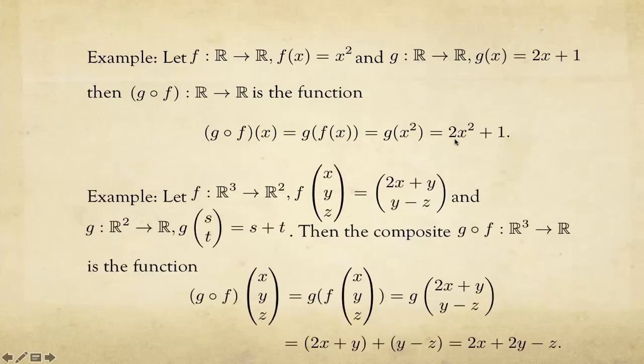In the same way, we have a vector-valued function. It's the same thing. So for example, g circle f, again, the input here is in Rq, because that's the input of f. So we apply f first. So f applied to this vector will give us this vector. And then g will take the output of f and input it into g, which takes the sum of the entries. So we take the entries and sum them. And so this is the output of g circle f.